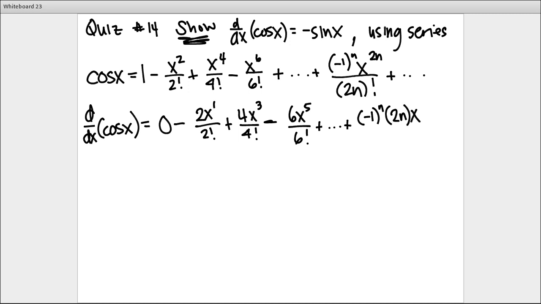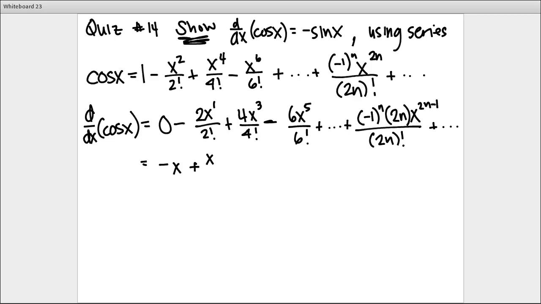Let's do the general term also. Negative 1 to the nth power. Pop and drop would say take that exponent, bring it around front, drop the exponent by 1, and then 2n factorial is a constant down below. And we still have the x. All right, so there's the derivative.